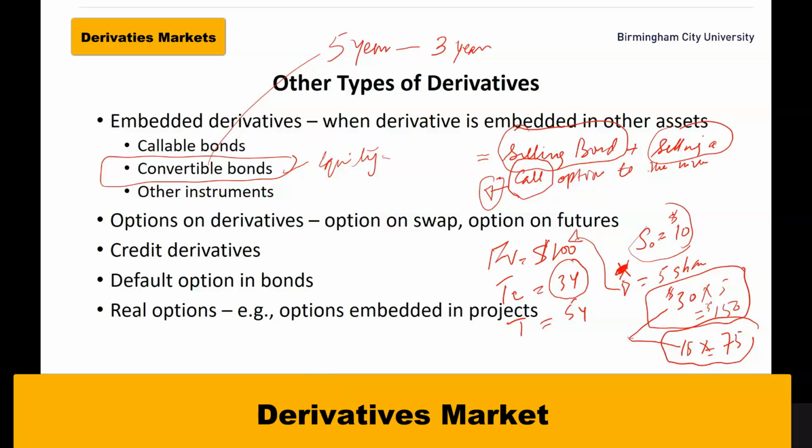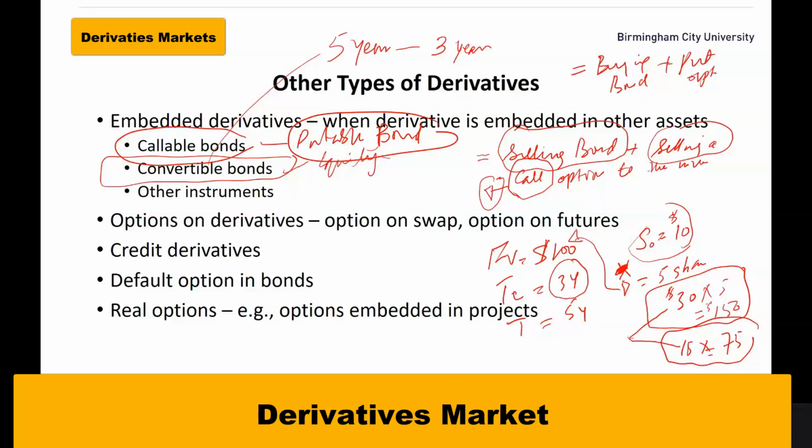Okay, then we talked about callable bonds. Then we also have puttable bonds. Okay, in a puttable bond, the investor has the right to sell the bond before its maturity. In a puttable bond, the investor will be not only buying the bond from the company, but also buying a put option, where the investor has the right to sell the bond back to the company after some time, which will be specified in the bond indenture.